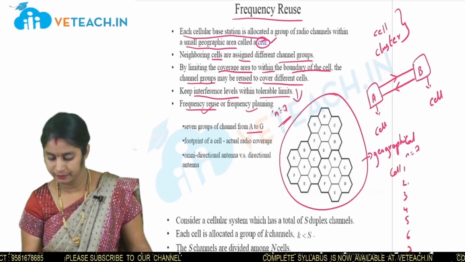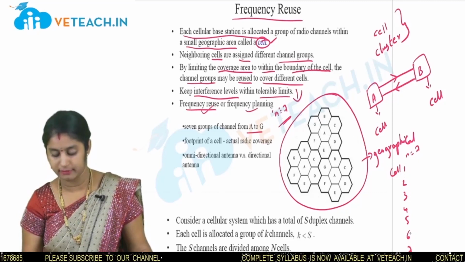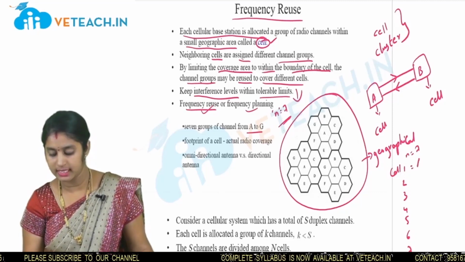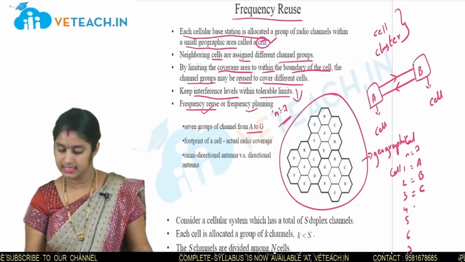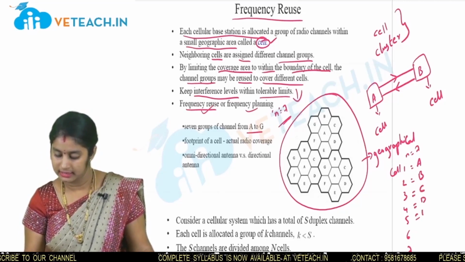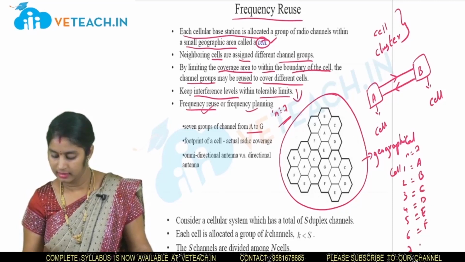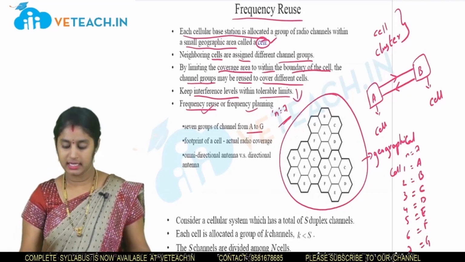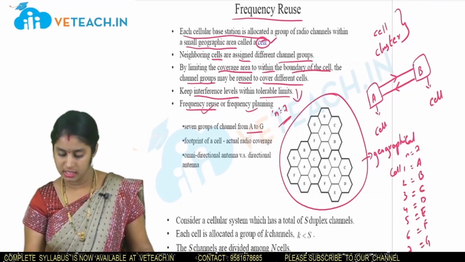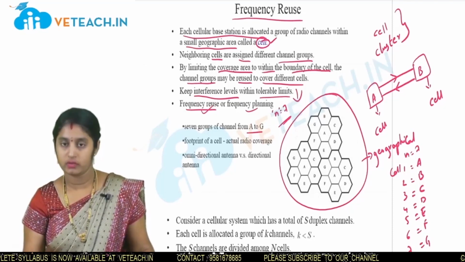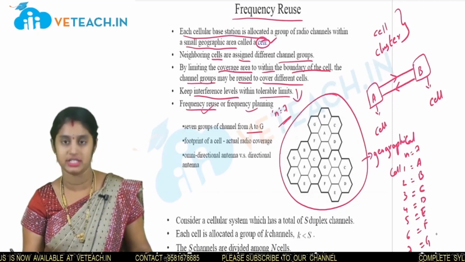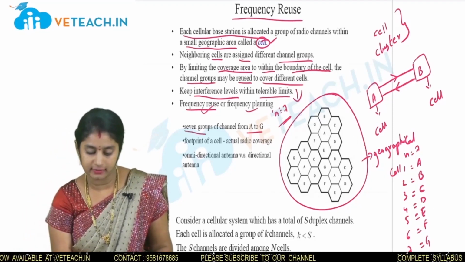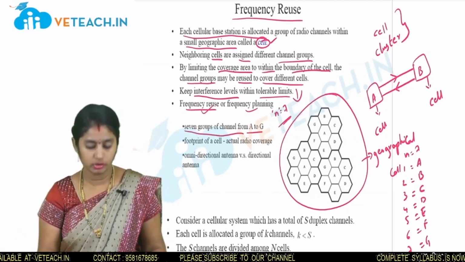This is cell 1, cell 2, cell 3, cell 4, cell 5, cell 6, cell 7. Cell 1 is named A, cell 2 is named B, cell 3 is named C, cell 4 is named D, then E, F and G. So guys, clearly note these points. n equals 7. We have named the 7 cells as A, B, C, D, E, F and G. So here we have taken the 7 groups of channels from A to G.